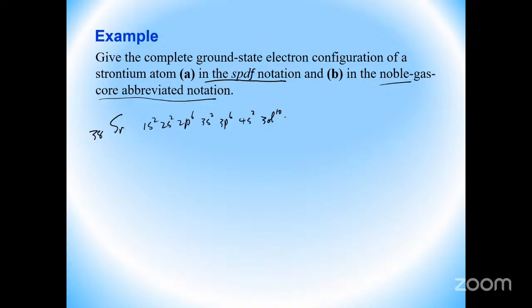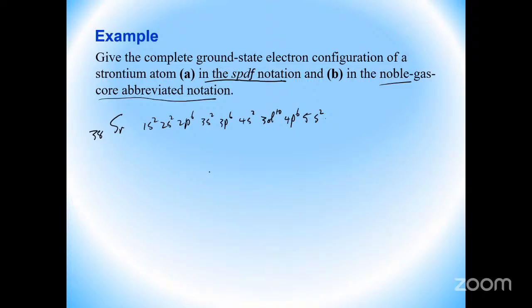4p. 4p6. And then what's the next sublevel after 4p? 5s. 5s, and that would be 2. All right. So that would be the SPDF notation, the complete ground state configuration, right?